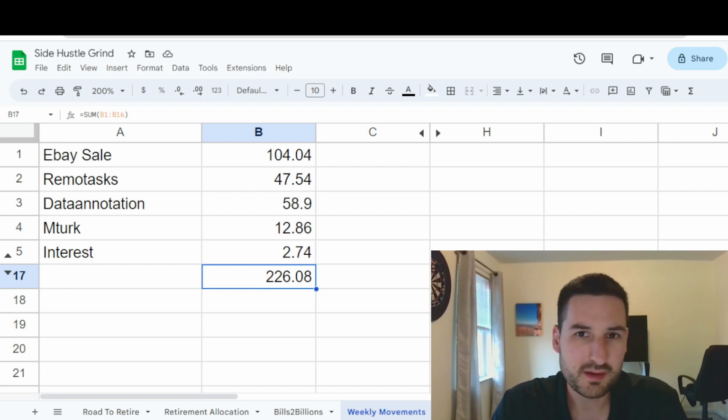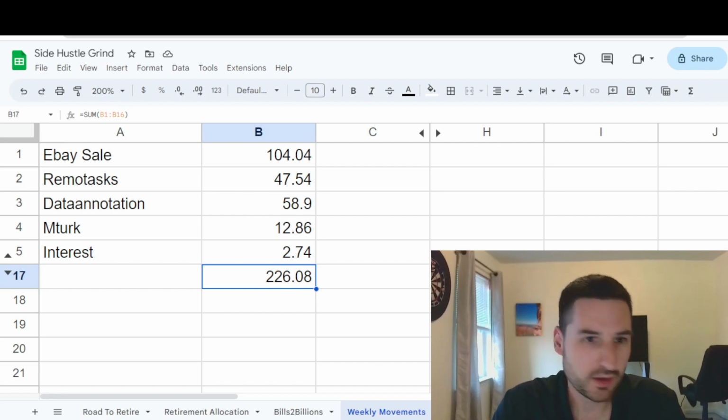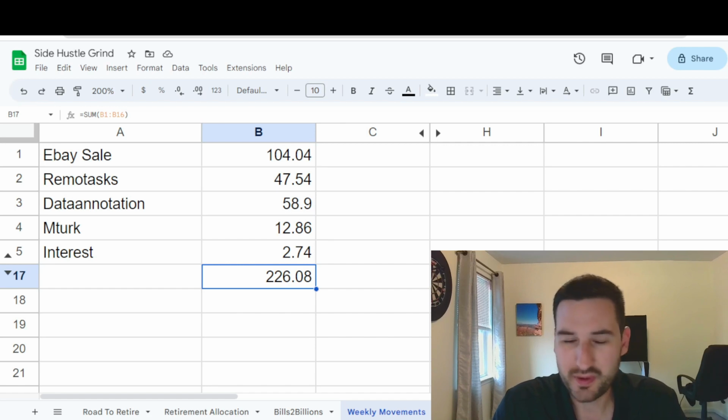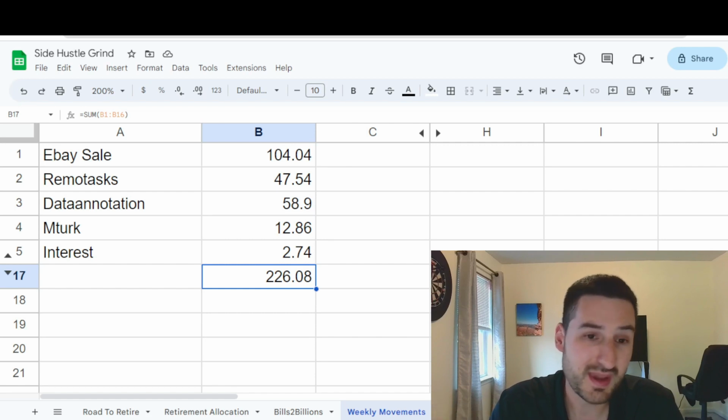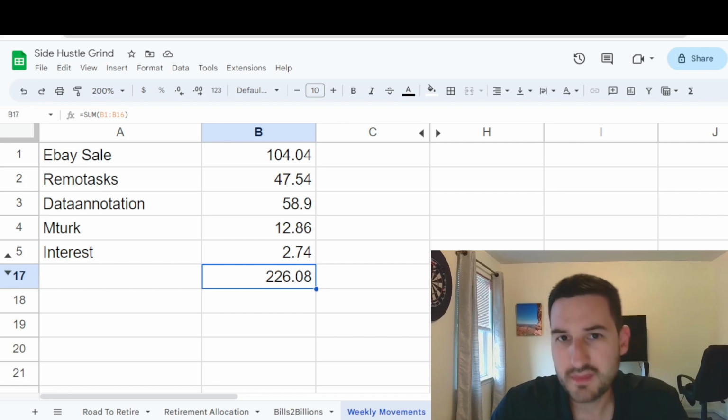The only reason I'm getting rid of the Bills to Billions challenge is because, well, if I'm posting every single day what sites I'm getting my money from, I really don't see the point in doing a weekly recap, because not only am I showing where I'm getting my money from every day, I'm also totaling it as of June 4th, like how much I've made period from side hustles starting from today. So doing this 10-10-10 challenge is really interesting.